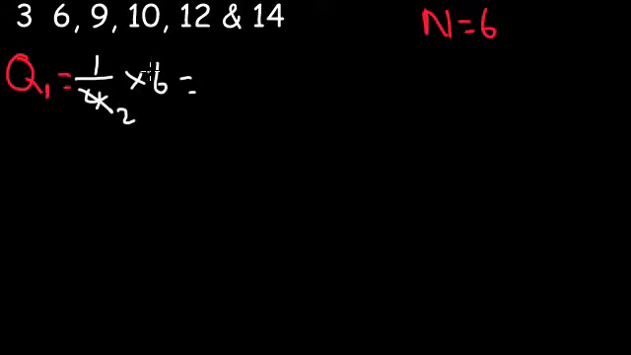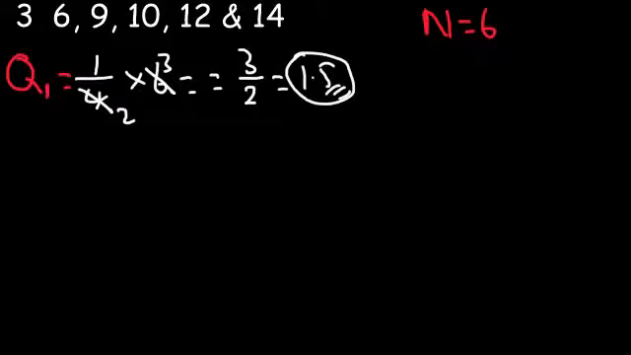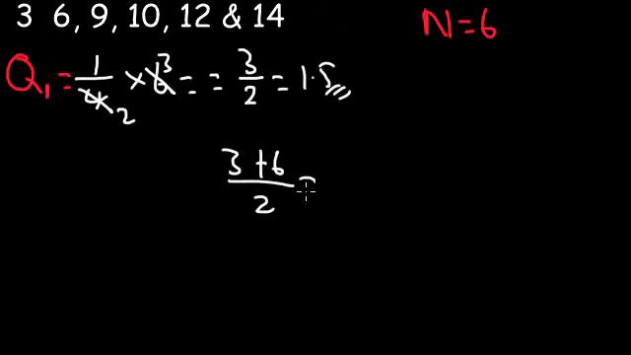2 reduced to 2, 2 reduced to 3. So this is simply 3 by 2, and 3 by 2 is simply 1.5. So what data is at the position of 1.5? Well, this is the first and this is the second. 1.5 is a decimal. How do we find the data at that position? In this kind of scenario, you can take the average of these two values. By taking the average, we have 3 plus 6 divided by 2. That gives us 9 over 2, which is 4.5.